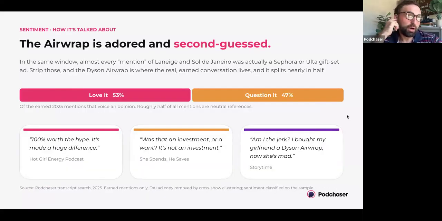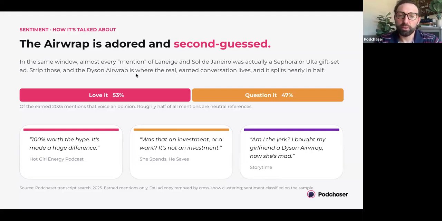So sentiment, and this one we're actually using a real brand. What we're going to look at here is mentions of Laneige. I don't know if that's exactly how you say it. I think my wife has that product. Sol de Janeiro, which I know my wife does have. Both of these products were sold at Sephora or Ulta as a gift set. And then we also look at the Dyson Airwrap, which was another of 2025's most wanted gifts or most purchased gifts. What this helps us understand is whether something was adored or second guessed.